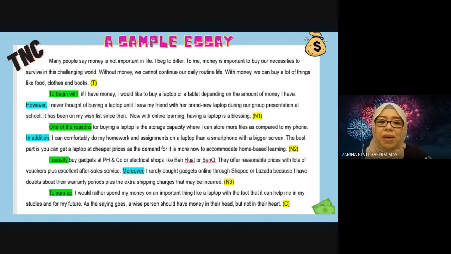Okay, I beg to differ. Apa maksud I beg to differ ni? Maksudnya dia tak setuju lah. I beg to differ mean I do not agree. So why do you not agree with it? To me, money is important to buy our necessity to survive in this challenging world. Maksudnya kamu bagi reason, nampak? Bila kamu cakap tak setuju, kena bagi reason sebab tak setuju. Itu maksudnya giving your opinions. Without money, we cannot continue our daily routine life. With money, we can buy a lot of things like food, clothes and books.